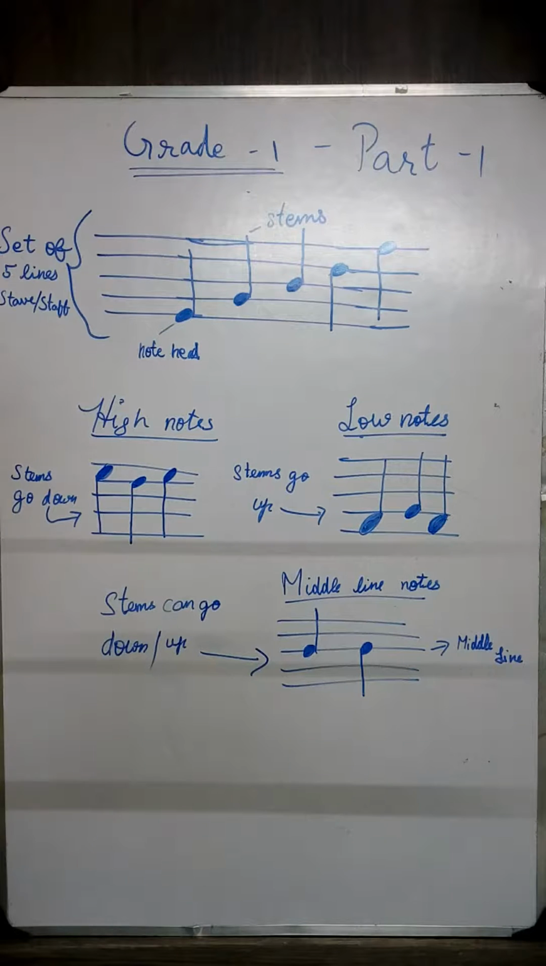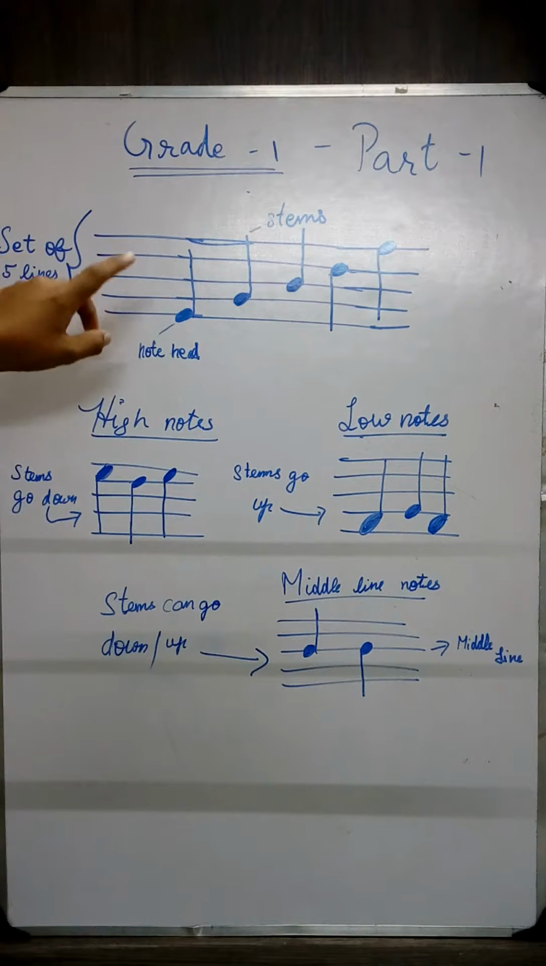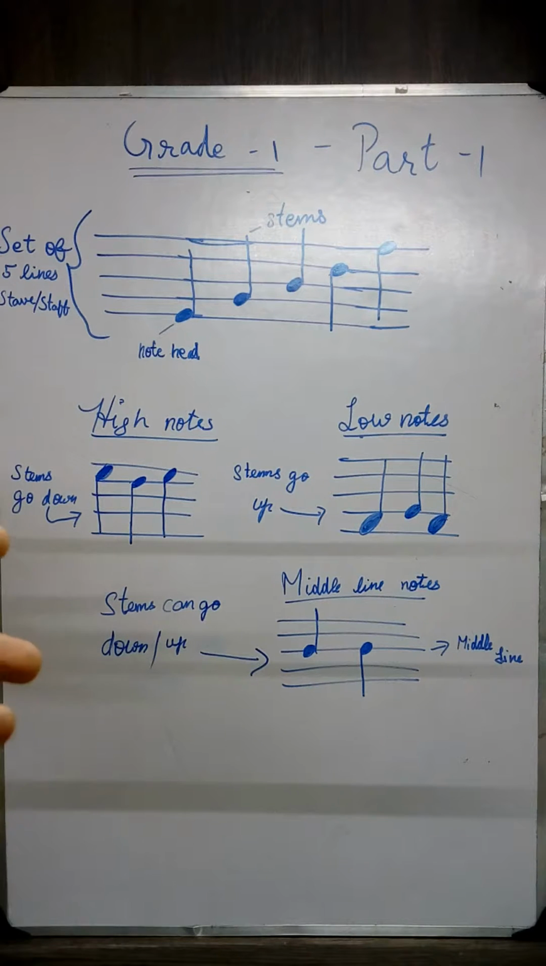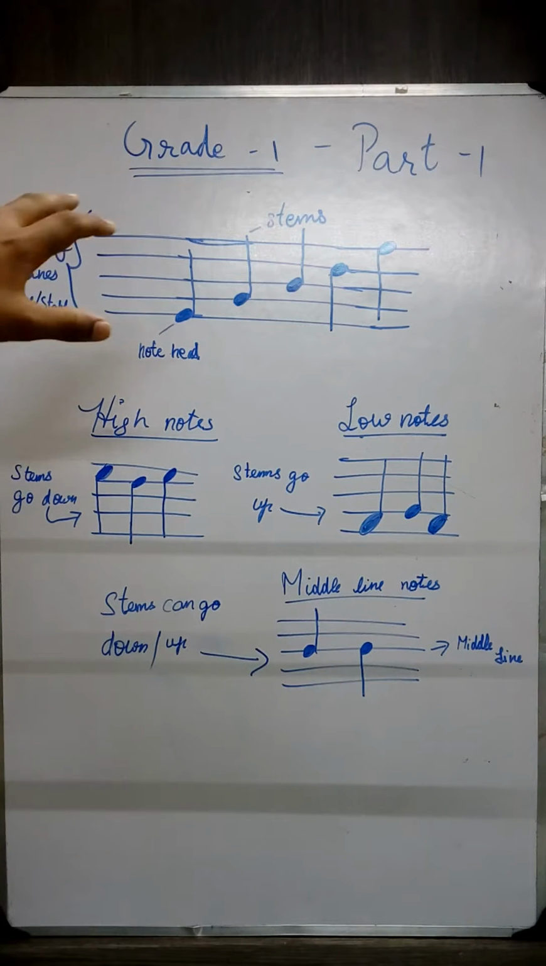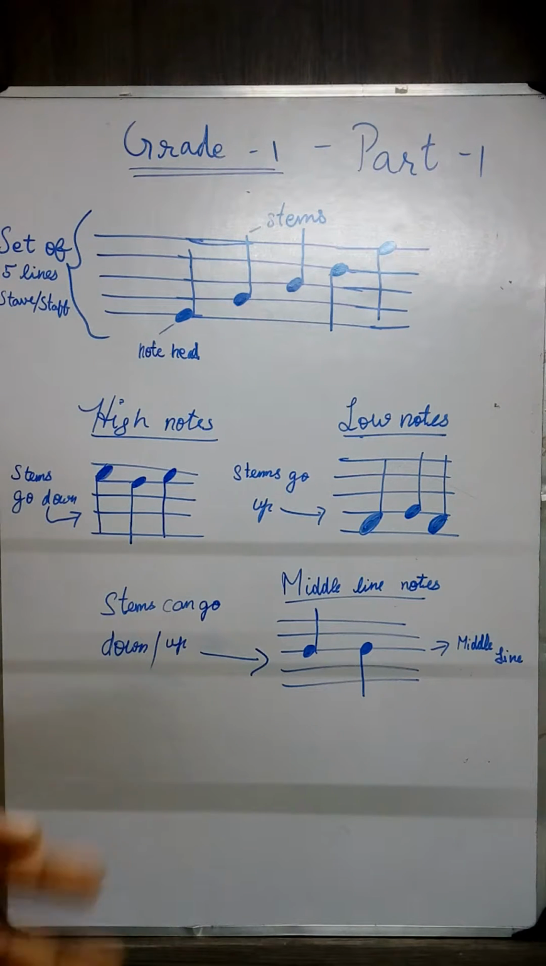Okay, what is this stave? The stave is a set of 5 lines as you see. 1, 2, 3, 4, 5. You don't count like that. It goes from down: 1, 2, 3, 4 and 5. Now, these 5 lines, the set of 5 lines which you will be mostly seeing in music are just known as stave or staff. Usually in this curriculum we will be calling it the stave.